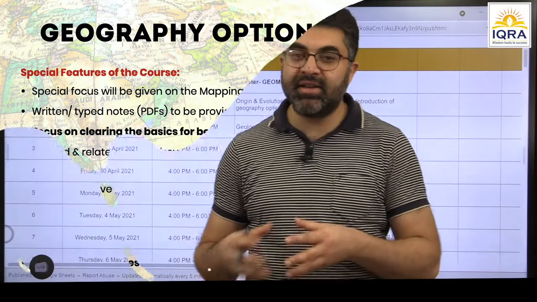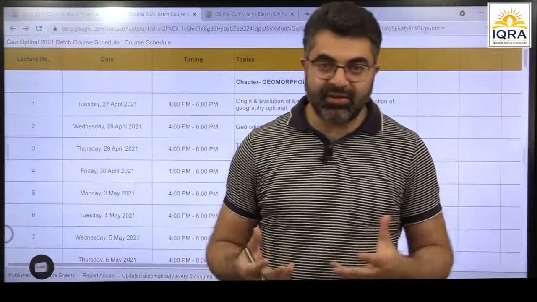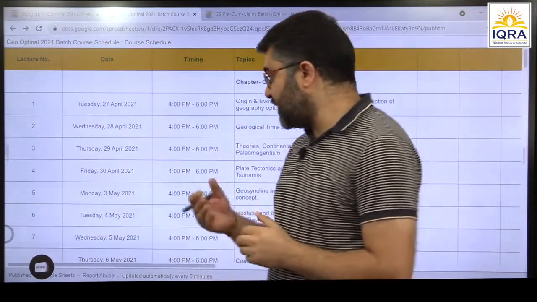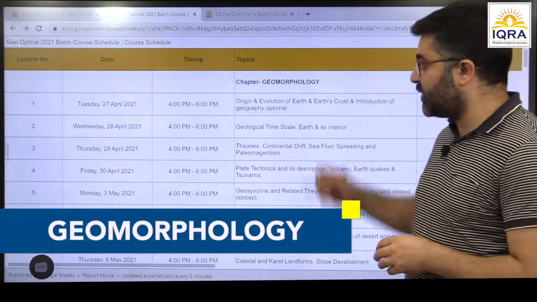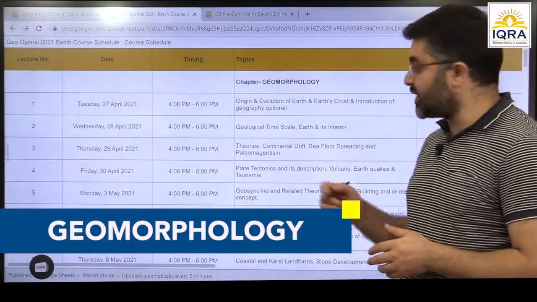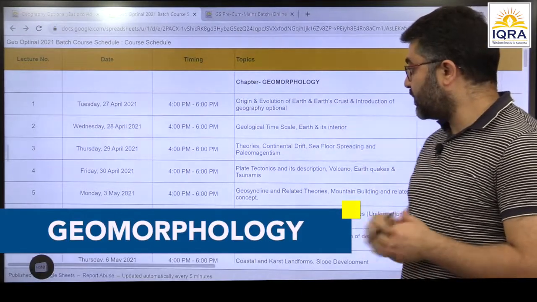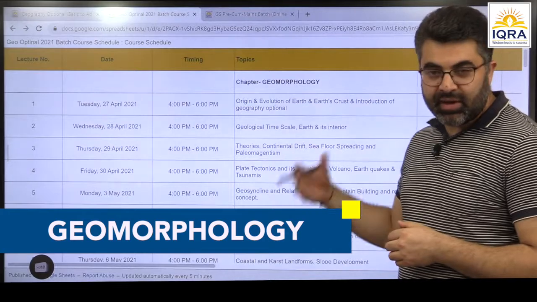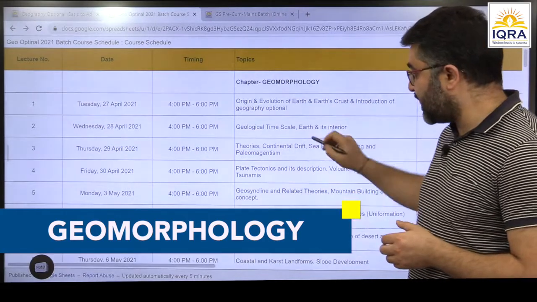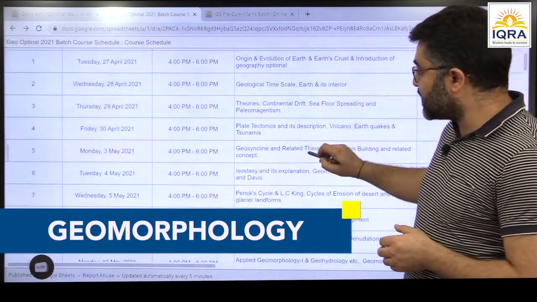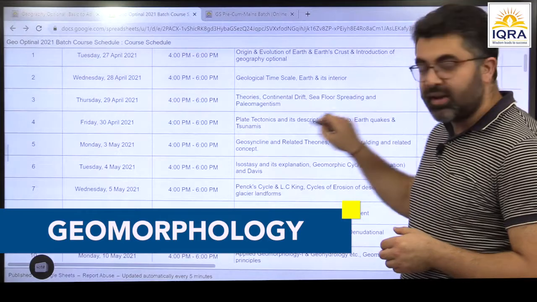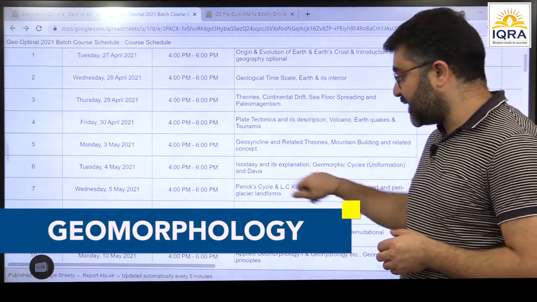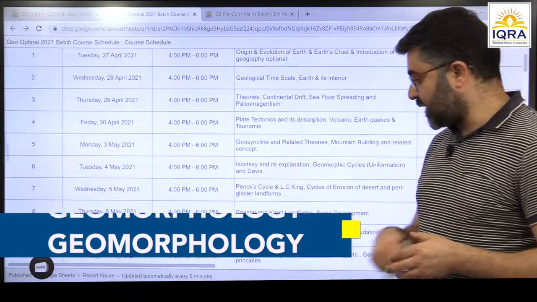You can easily take the notes, and besides that, we are already there to work with you. We are starting with geomorphology, where the discussion would be on the origin and evolution of Earth's crust, theories of that. Then we'll go through the geological time scale and the syllabus topics mentioned, like plate tectonics, geosyncline, isostasy, and channel morphology.